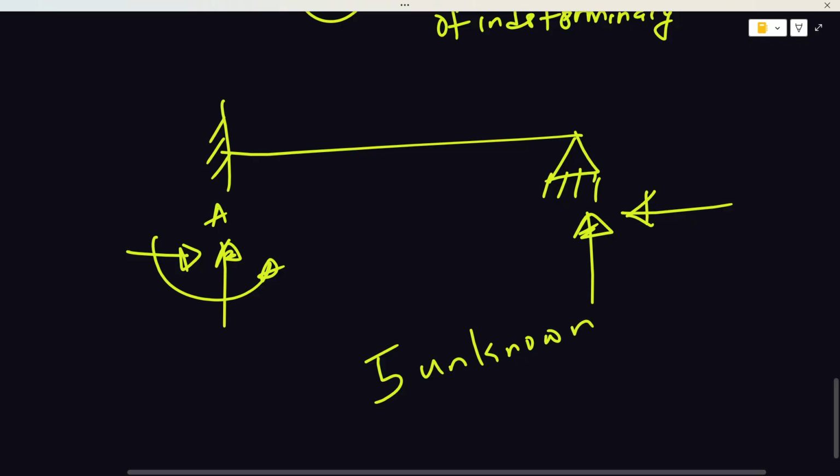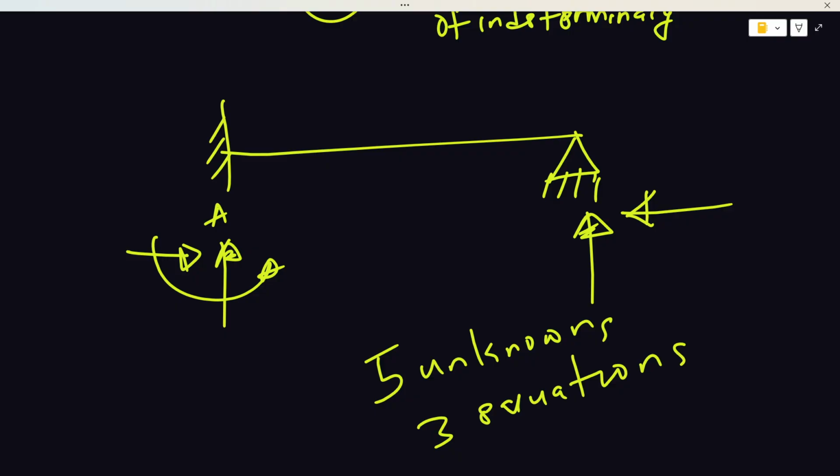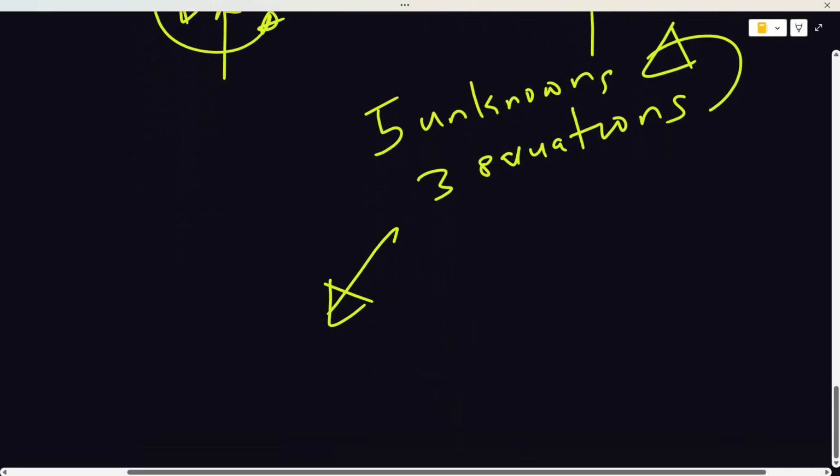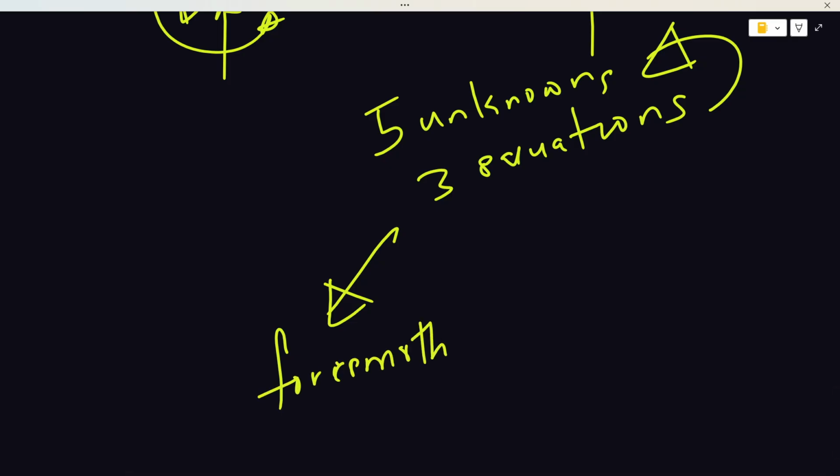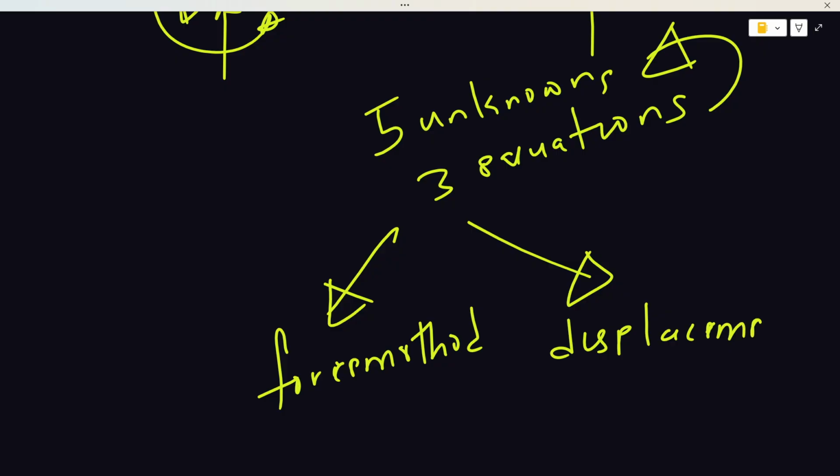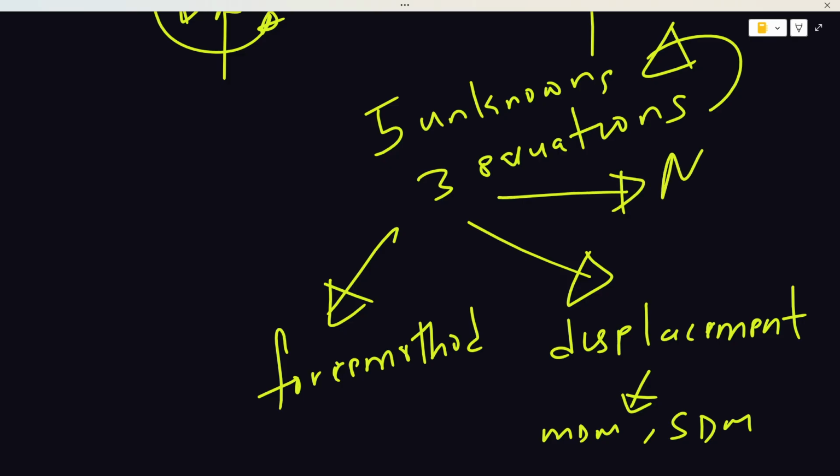But once again, we have 3 equations. There's no way we can solve this directly. So we have to use either the force method or the displacement methods, methods which involve moment distribution, which involves slope deflection. Or we have to use the modern matrix methods.